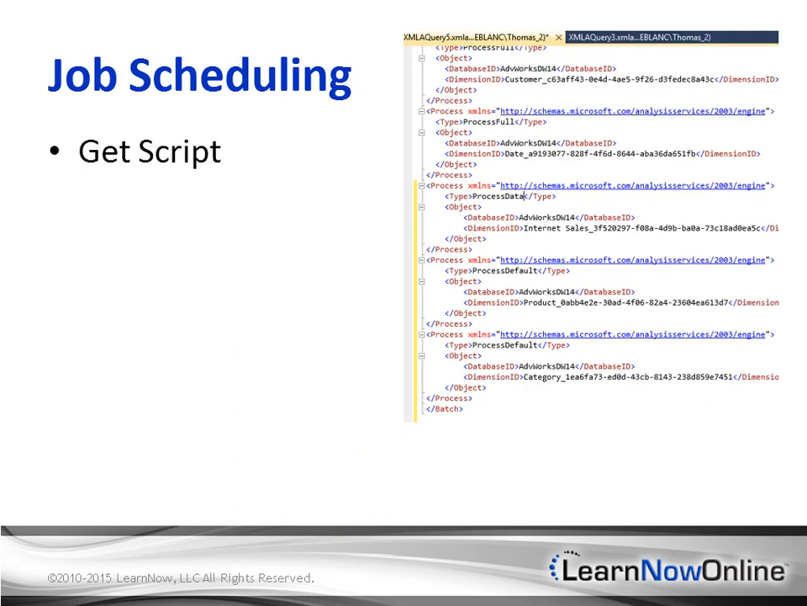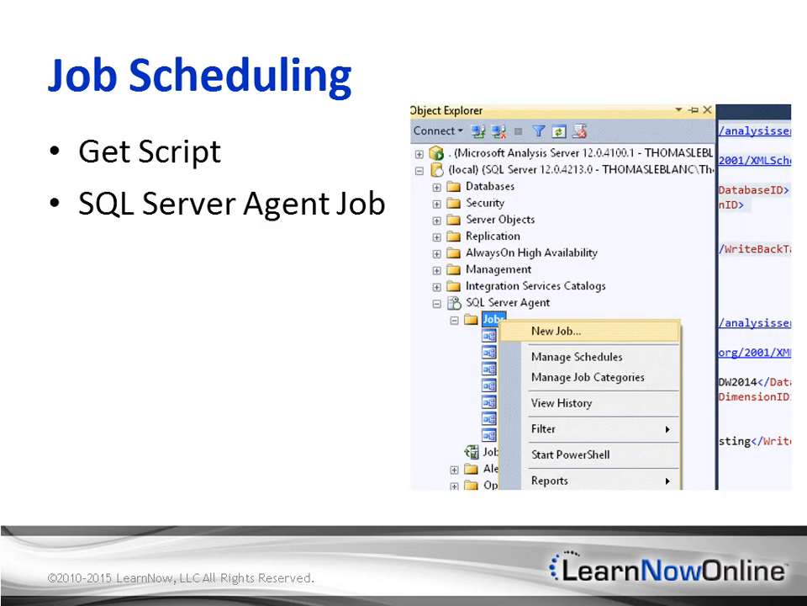The next thing is to get this script and put it into a job to be scheduled to run. Once you have this script, you can use SQL Server Agent to create the new job. You click the new job from SQL Server Management Studio under SQL Server Agent job and give it a new name, like Process Tabular Model.